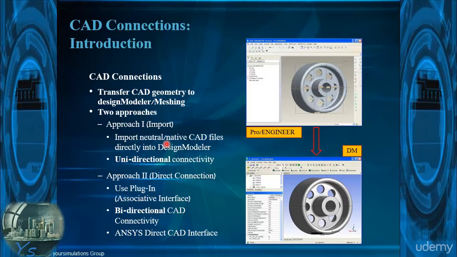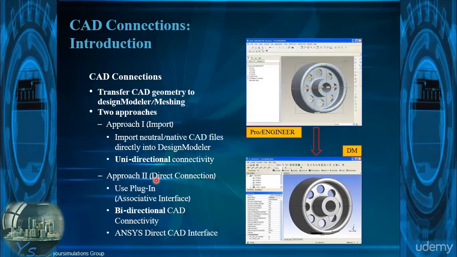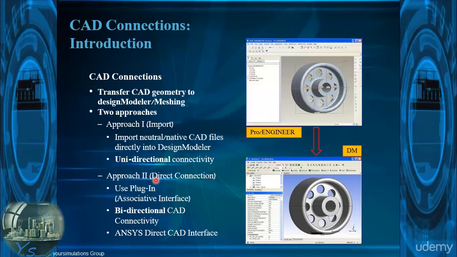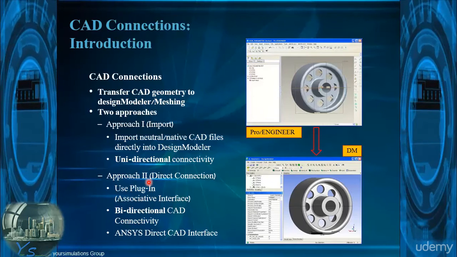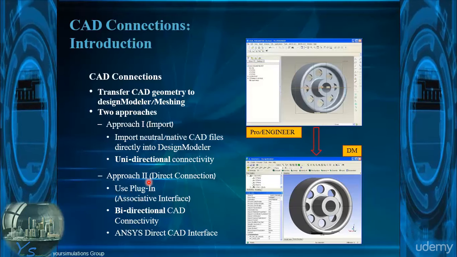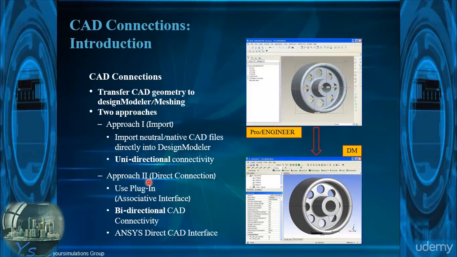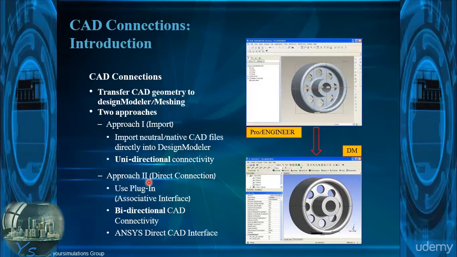The second approach is to maintain connectivity between the upstream CAD system and the Workbench design modeler, such that if we make a change to the geometry in one or the other, then it's automatically updated in the other. So there's automatic updating and connectivity between the two is maintained.